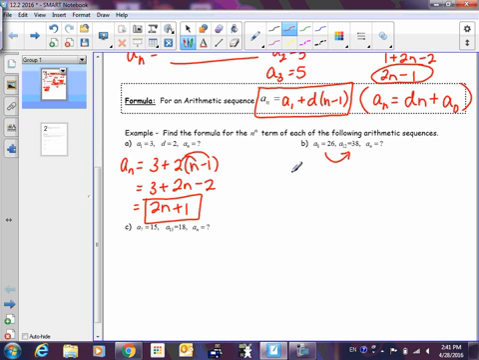You could say that, okay, 26, if you add D 4 times, you should get to 38. Okay, I want you to find D. You do this on your own. Solve that equation.